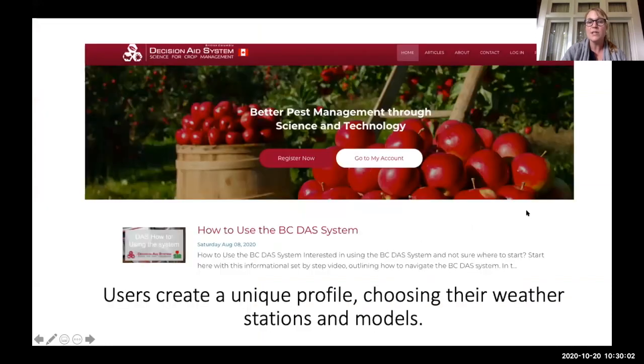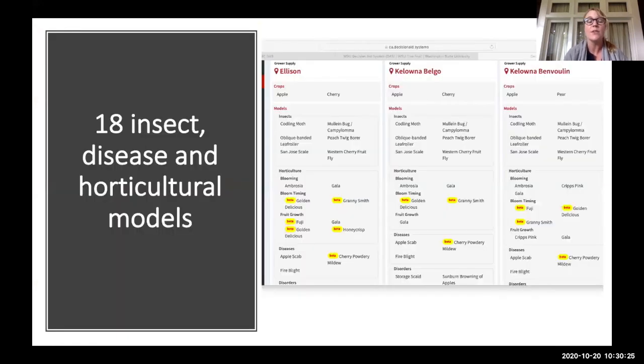And we also list time-sensitive stories or how-to messages on our webpage itself. And that's really to try to draw growers to what are some of the things that are happening in industry that they need to be aware of, as well as to offer some help and support. So each of the growers can log into the system, creating their own unique profile, choose a weather station that's relevant to their area, and select their own models.